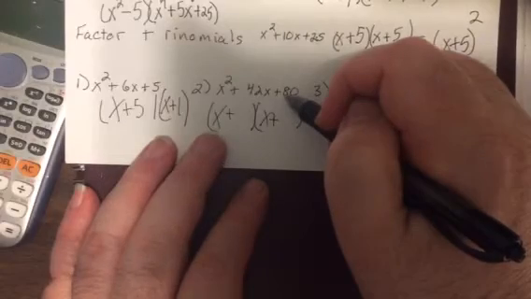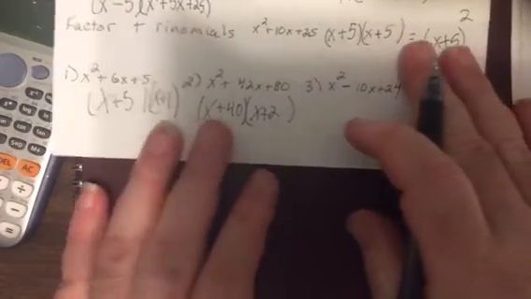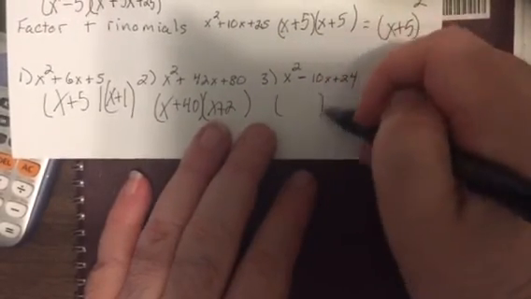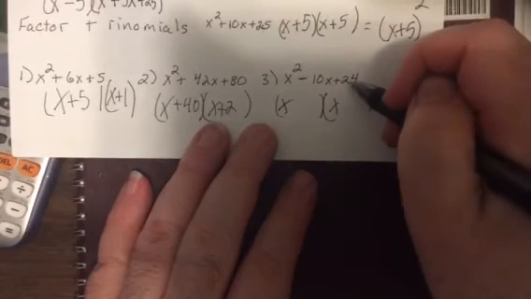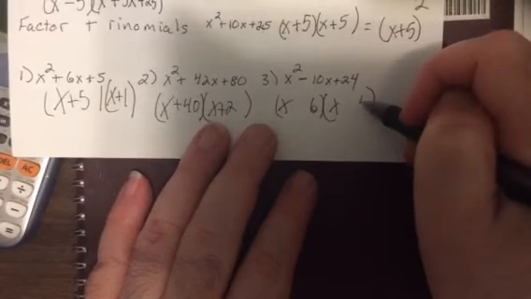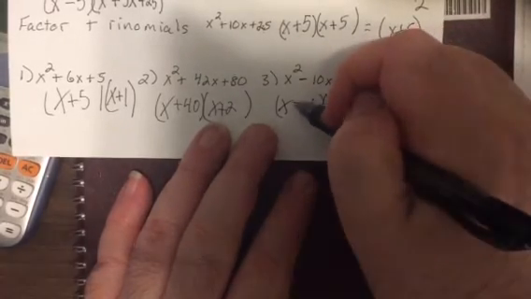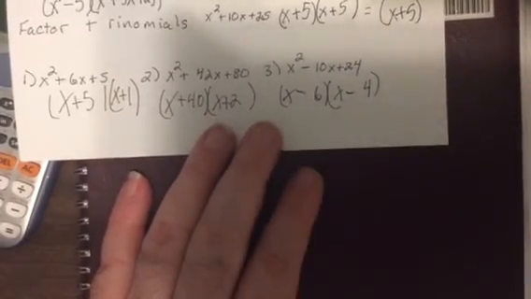And 80 would be 40 and 2. Thank you. And this one, x squared is x and x. What are the factors of 24 that add up to 10? How about 6 and 4? You are so wise. Well, thank you. And both signs would be minus because the last term is plus. They're both that. And then I'll show you the other term in class.